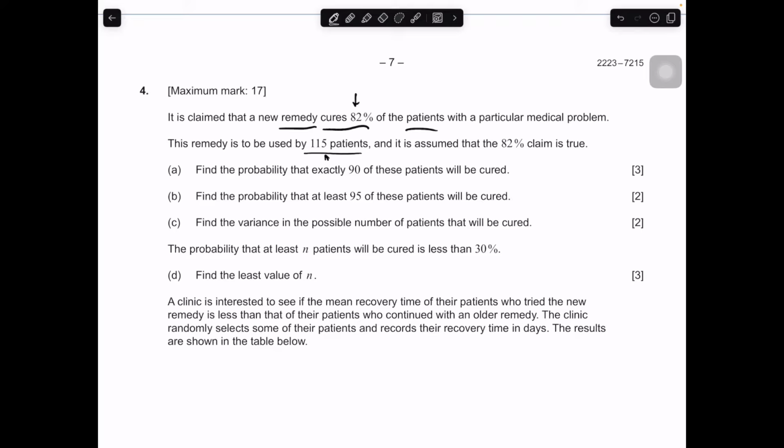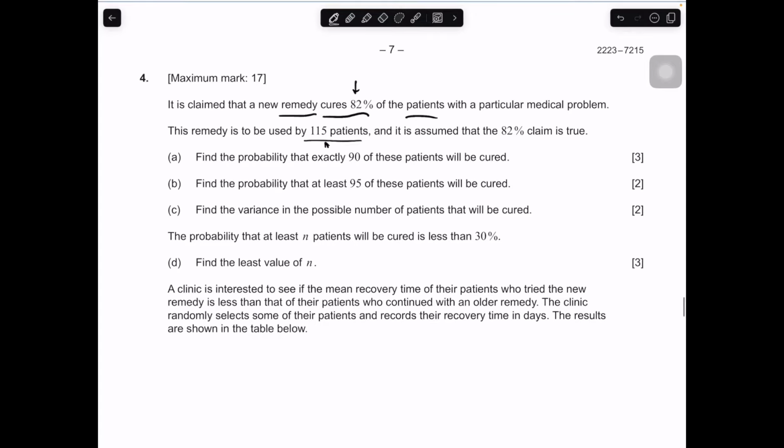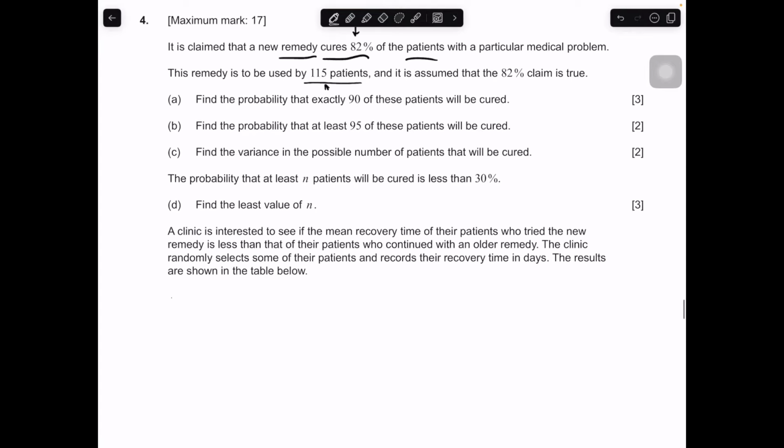It's some kind of binary event. We either have a patient being cured or not cured. We have this probability of success. So in this case we're in the realm of binomial distribution. So 4a, let's give it a try. Find the probability that exactly 90 of these patients will be cured. So for binomial distribution, we would want the number of trials.